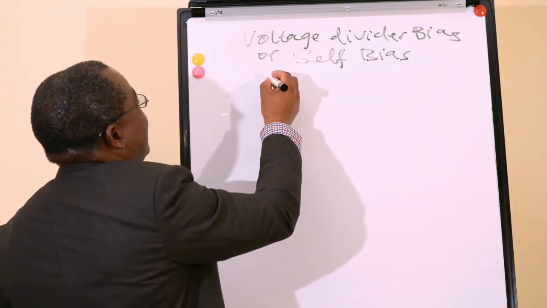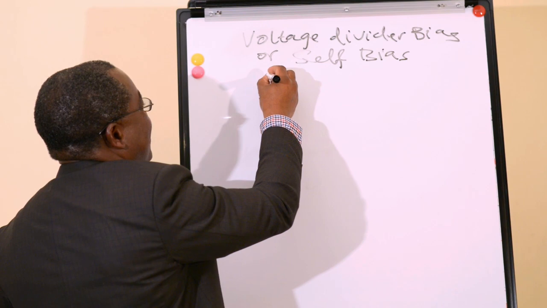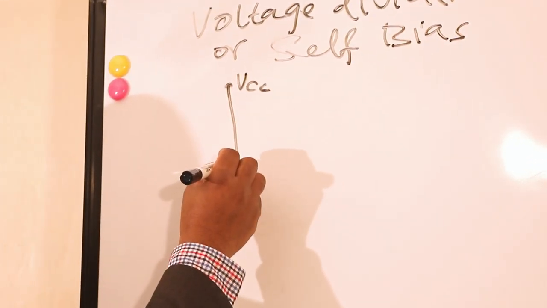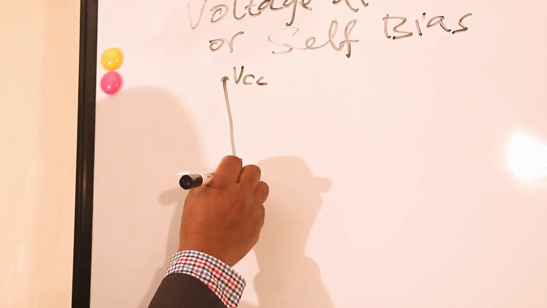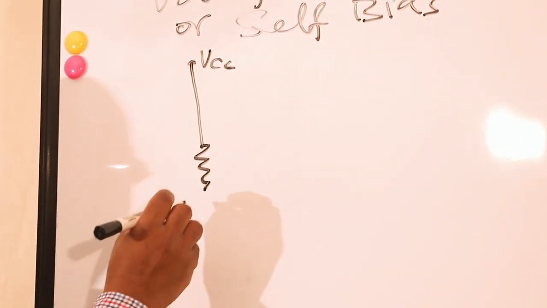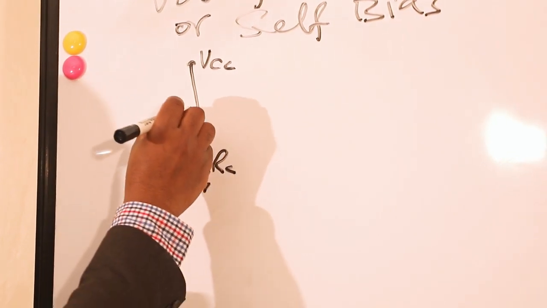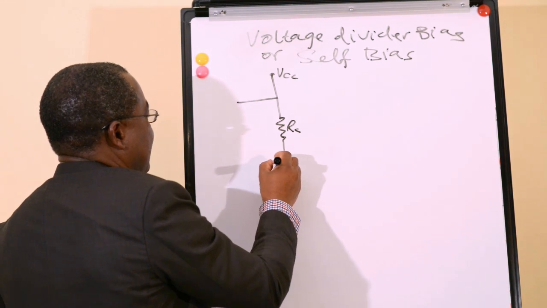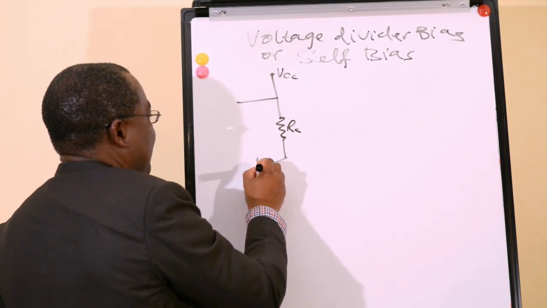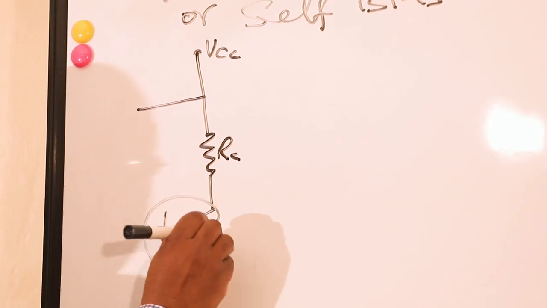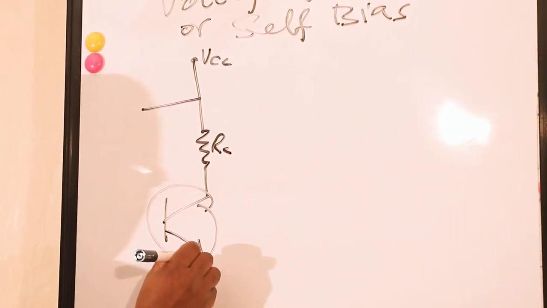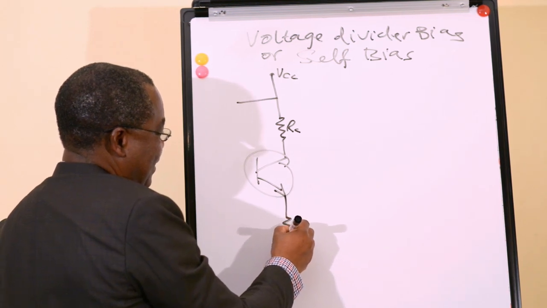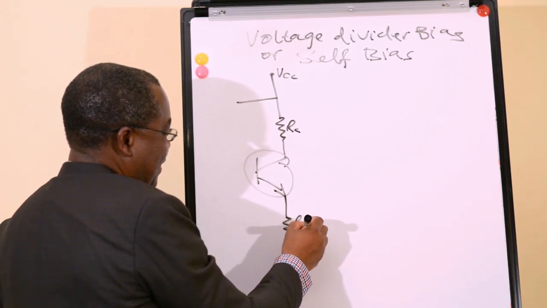This is a circuit of a voltage divider. We have VCC here, and we have our RC here, and also this is an NPN transistor. The arrow is going out. This is an NPN transistor. So we have our RE, the emitter resistor.